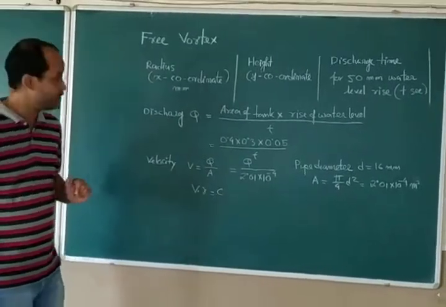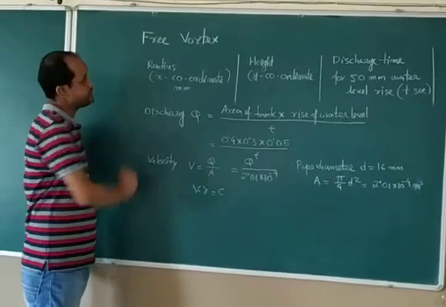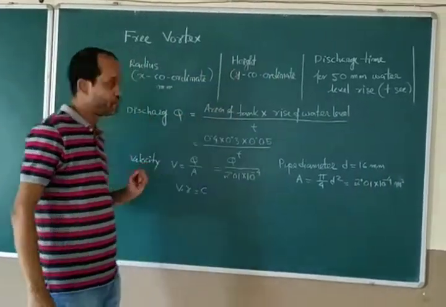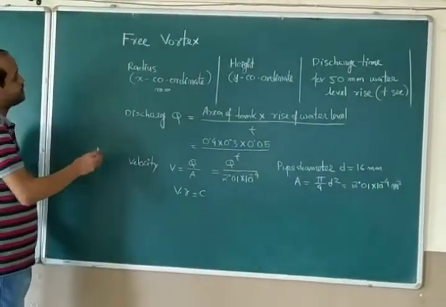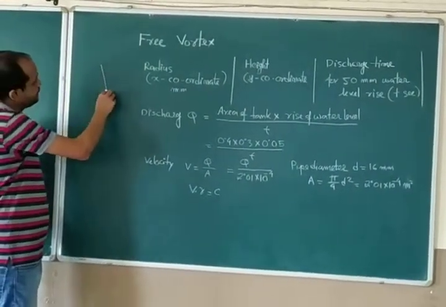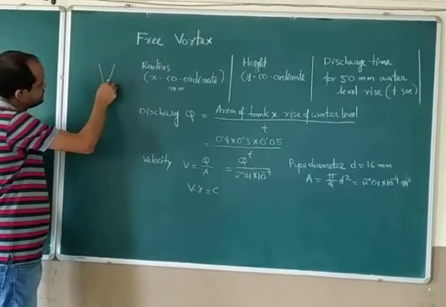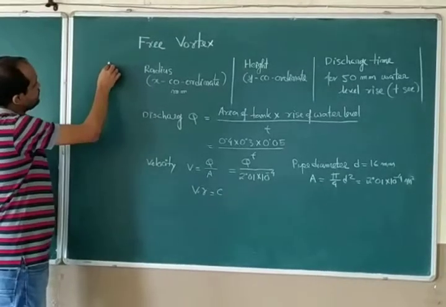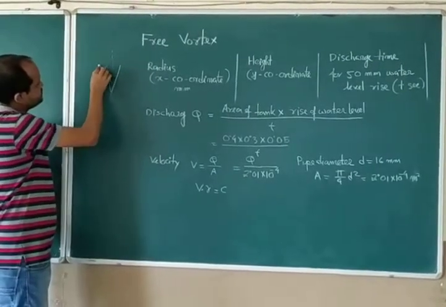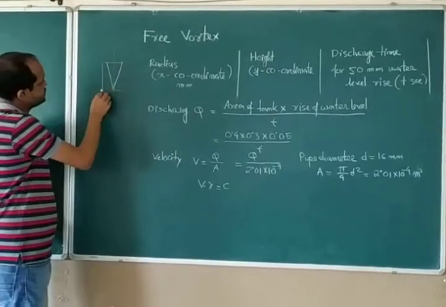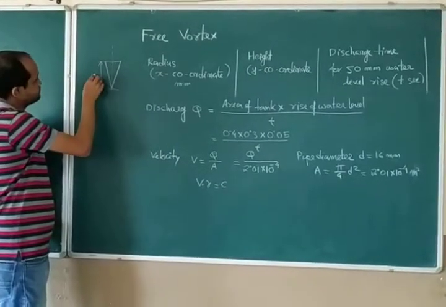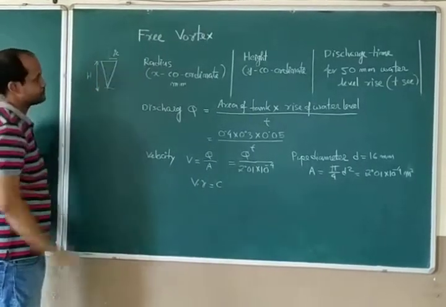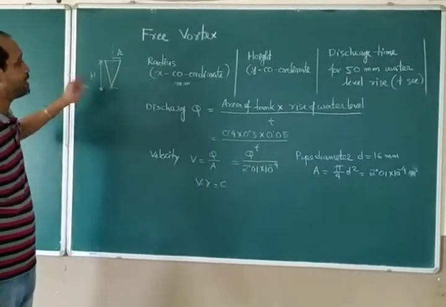So for this experiment, our requirement is radius, height and discharge time. So basically in the vortex, what happened? You will get a conical vortex like this. So this is your axis. This portion is your height and this is your radius. So you have to find out the radius and the height.